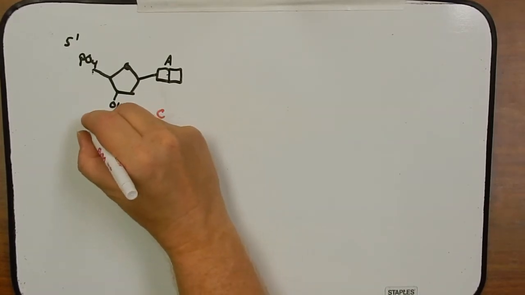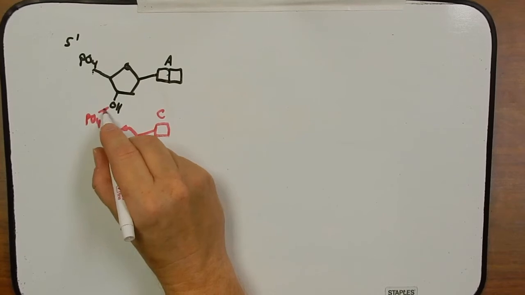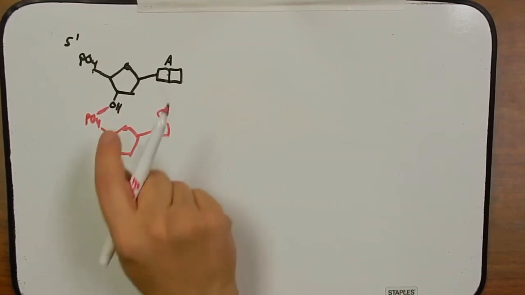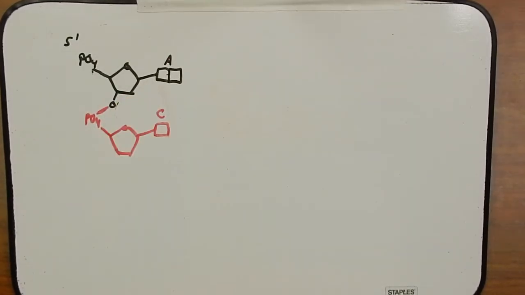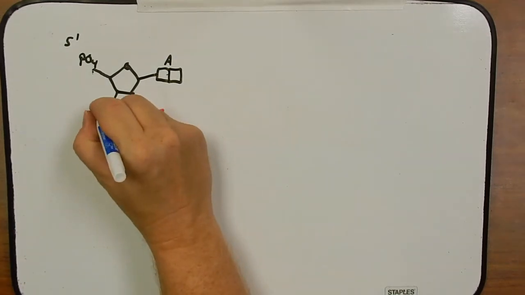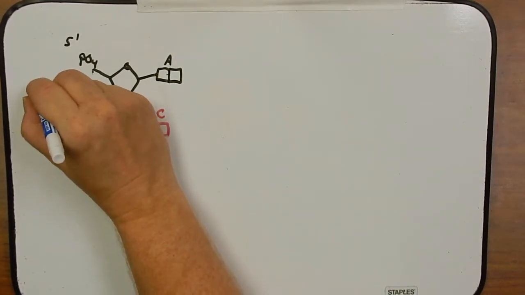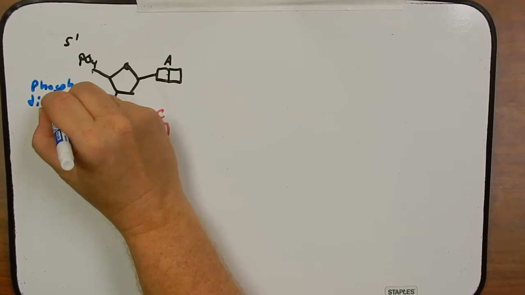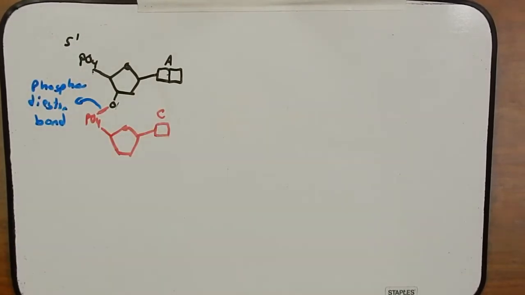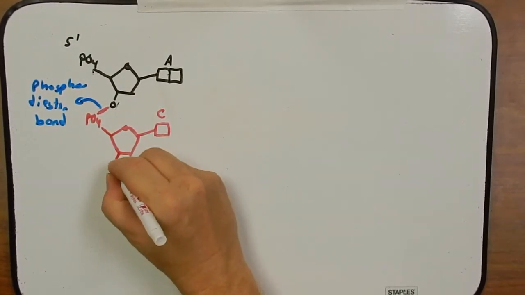We have our phosphate here, and what it will do is it will form a bond with this hydroxyl group. And to remind you from way back when, earlier in the semester, this bond that forms is called a phosphodiester bond. It's a special covalent bond right there. And you have your hydroxyl group here.